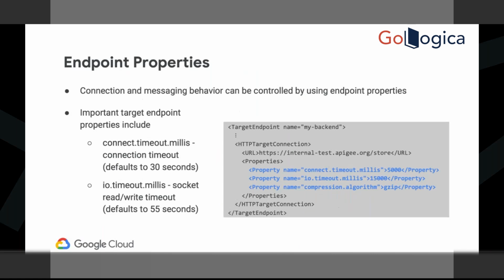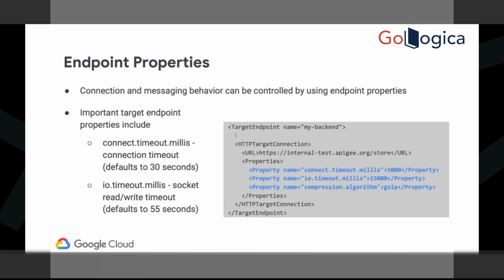Now, in the target endpoint we have certain properties. These properties can be controlled by us programmatically if we want to make any change. Some of the important properties are like connect.timeout.millis. It tells you within how much time you can try to connect. By default the connection timeout is 30 seconds. So Apigee will try to connect to some backend server for 30 seconds. If it is not able to connect, Apigee will fail and give a connection timeout.